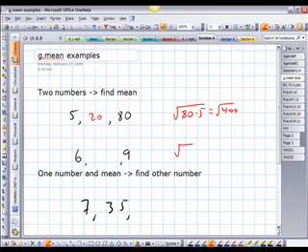Over here, the square root of 6 times 9, which is equal to the square root of 6 times the square root of 9, or 3 radical 6. So this is 3 rad 6.